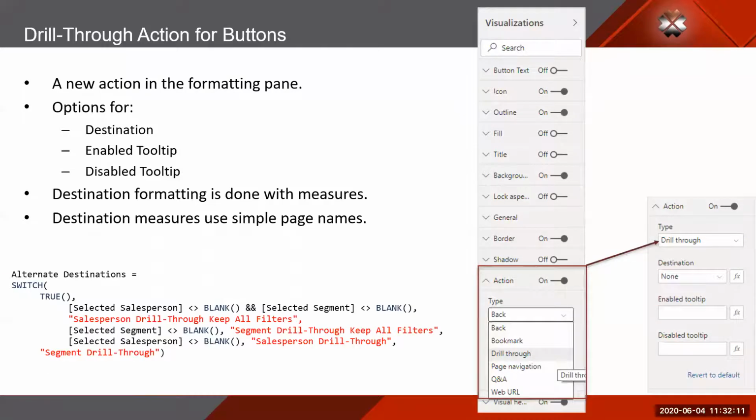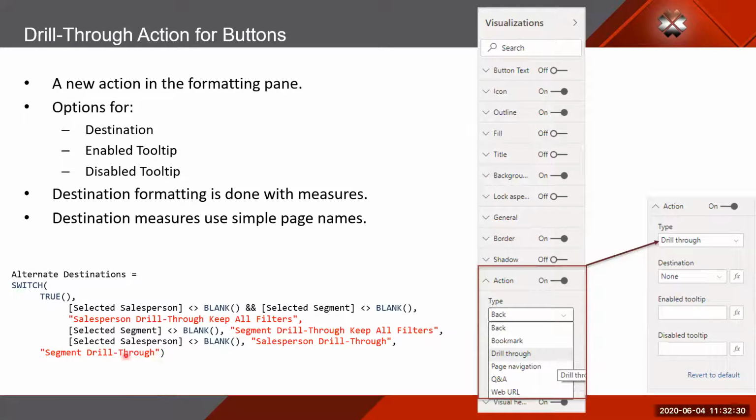So the drill through action for buttons: one of the main features that I thought was one of the most important in the May Power BI update is the ability to switch destinations. And I've provided the code for the demo situation we're going to be using.